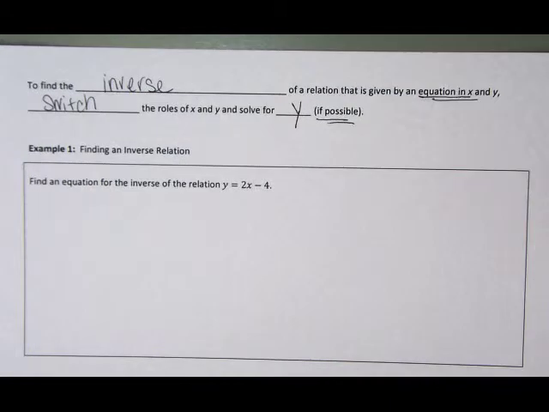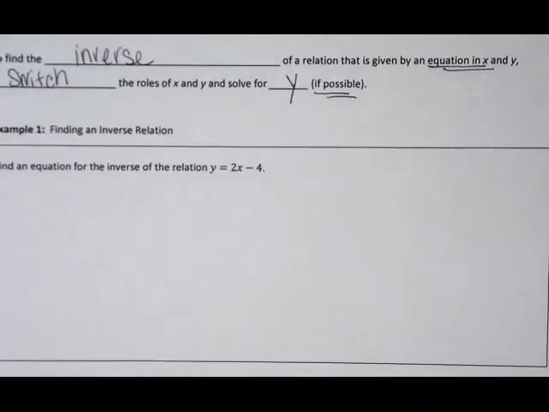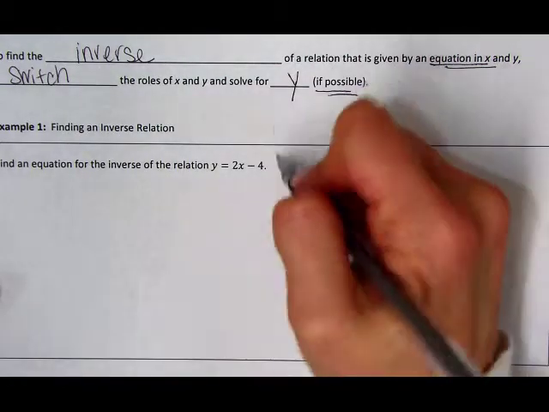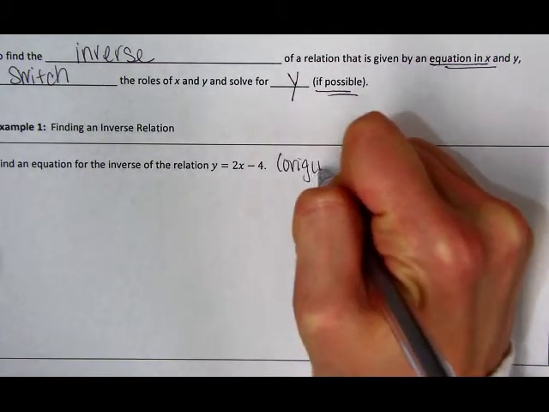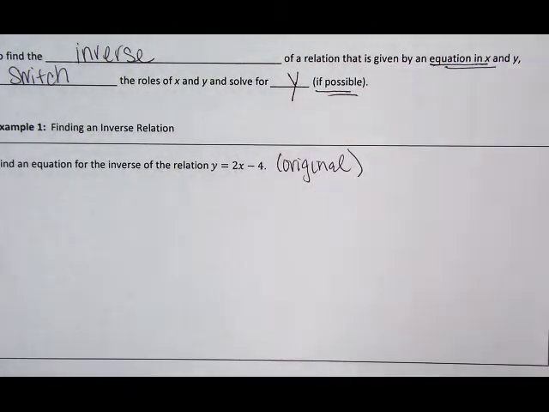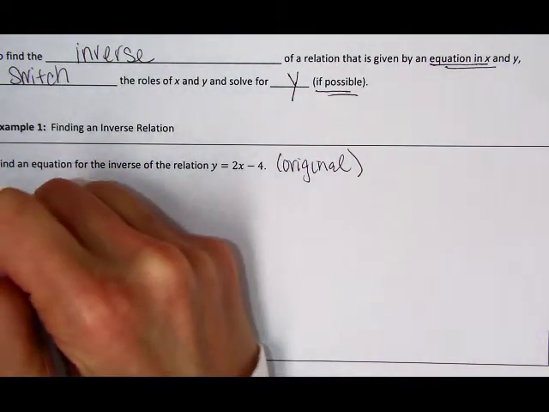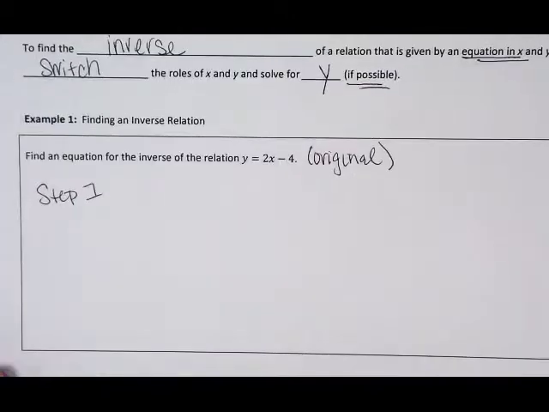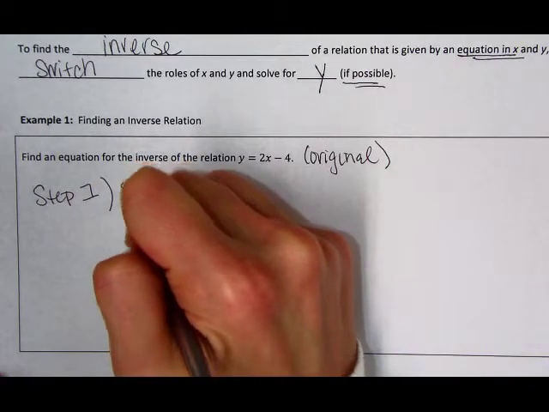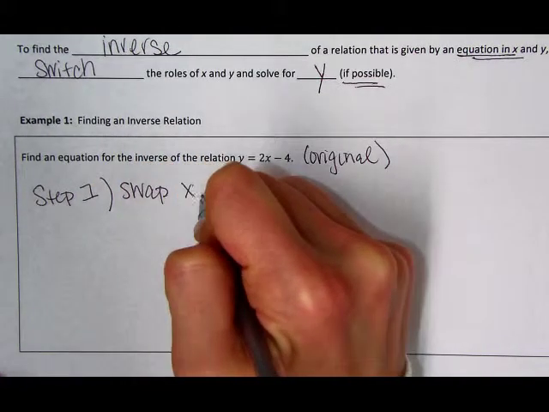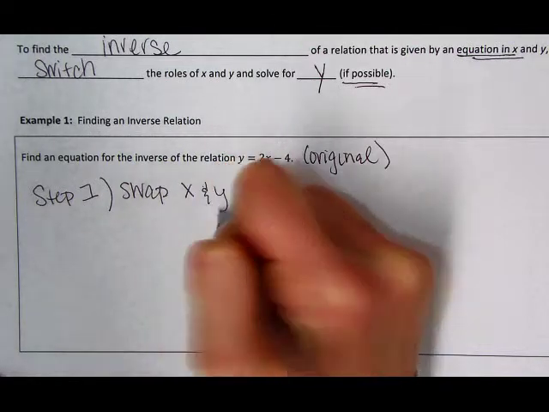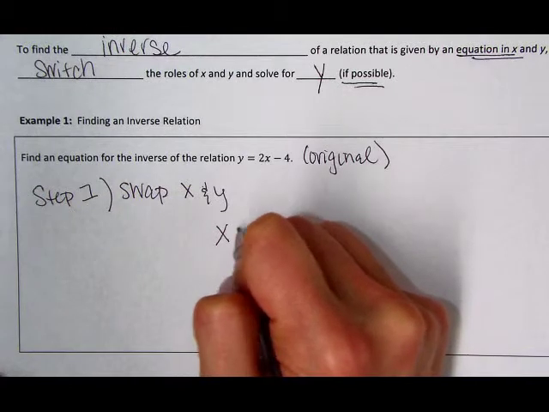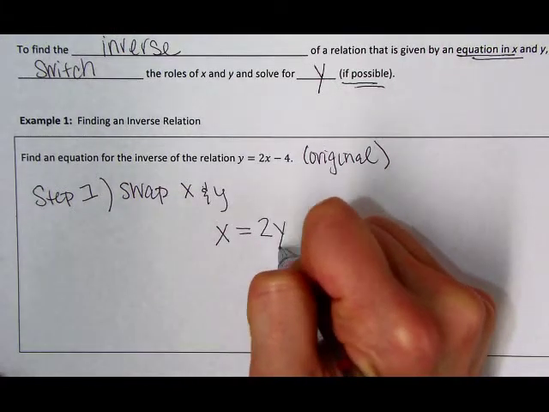In example 1, they want us to find the inverse of the relation y equals 2x minus 4. So this is our original equation. The very first step, step 1, is we want to swap or switch your x and y. So we're going to do that by switching them out. Where your y is, we're going to put x. Where your x is, we're going to put y.